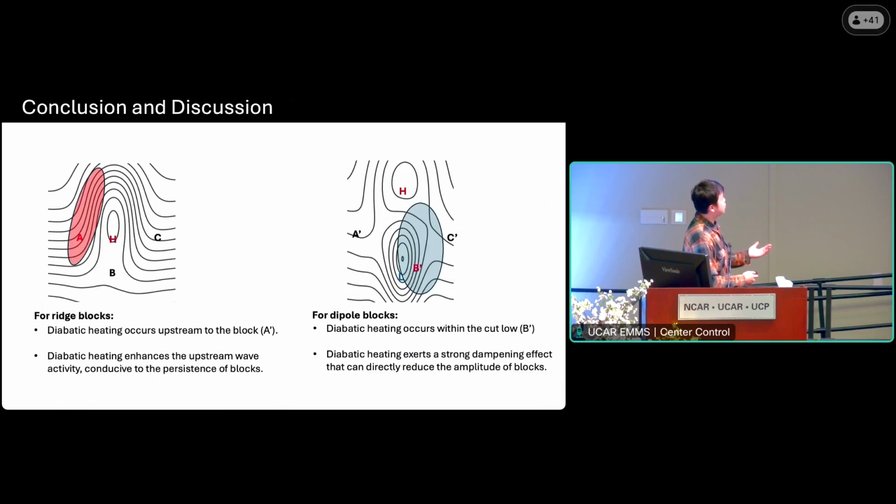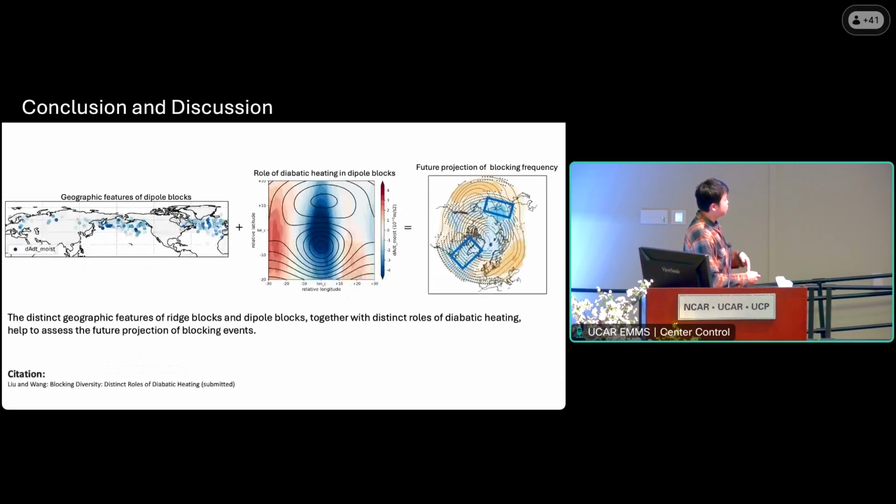This is the conclusion of this talk. So basically, for ridge block, the diabatic heating occurs upstream, and it overall exerts a positive effect to persist the block. For the dipole, diabatic heating occurs within this cut-off low, and it overall exerts a negative effect that directly dampens the amplitude of the block. And more importantly, this provides some new insight that the distinct geographic feature of different types of block and the distinct role of diabatic heating can help to interpret the future projection of the blocking events.